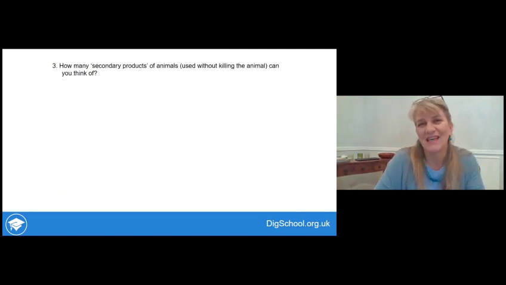So what is that use then? How many secondary products of animals, that's things that you can use from animals without killing them, can you think of? Write down as many as you can think of.